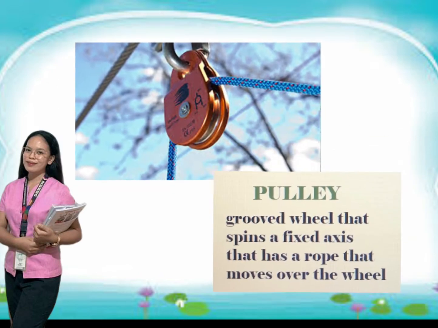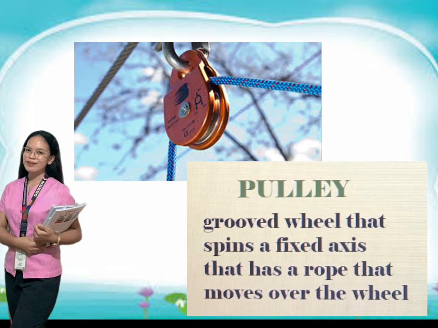Next is what we call pulley, a grooved wheel that spins on a fixed axis that has a rope that moves over the wheel. A pulley is a wheel that carries a flexible rope, cord, cable, chain, or a belt on its rim. Pulleys are used singly or in combination to transmit energy and motion.